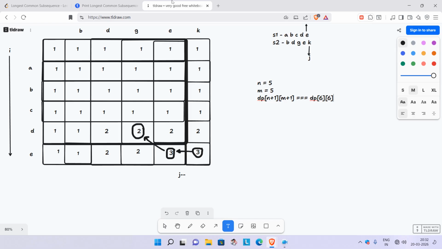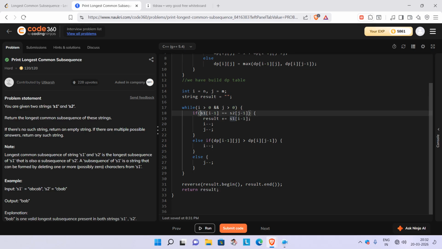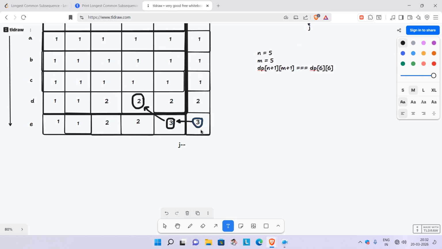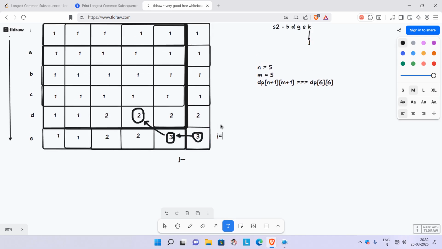In the case of non-matching, we have to see whether this value is greater or that value is greater. Let's say we are standing at this i, j position. The coordinates are 0 1 2 3 for i, and 0 1 2 3 4 5 for j. So i is 3 and j is 5. Okay, this is the coordinate for this cell.